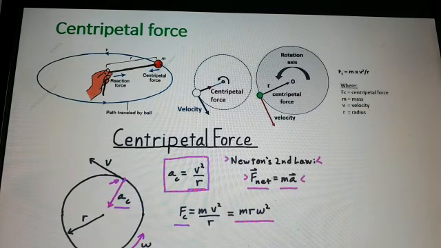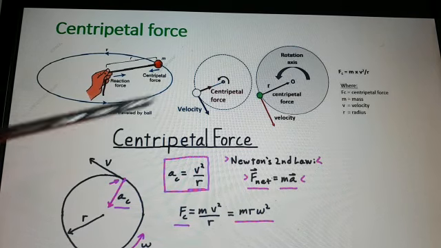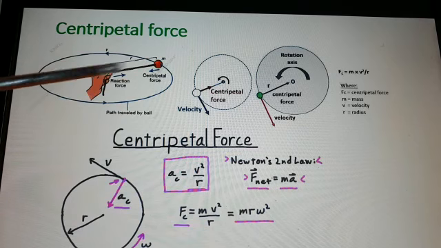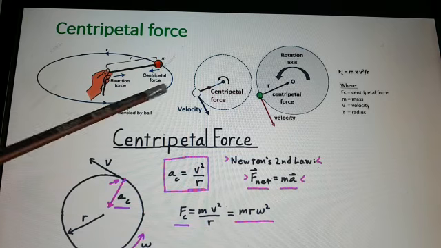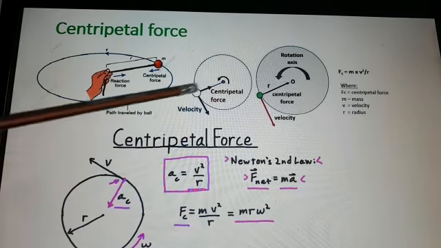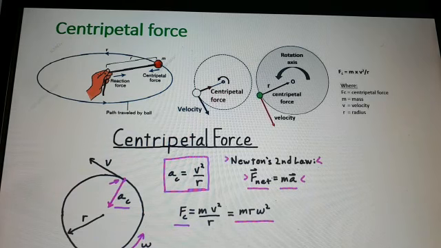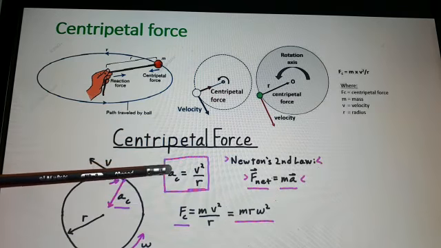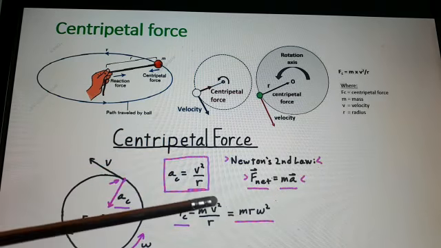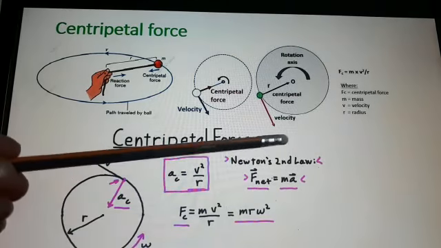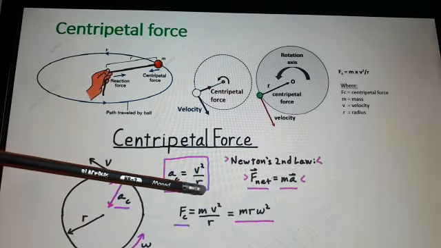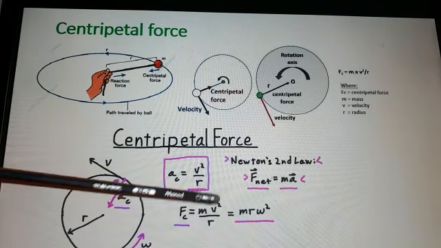Now centripetal force. Here is the path traveled by a ball. This is the circular motion, centripetal force. This is the reaction force. The tension of the string gives the force. Here is the velocity, and the centripetal force acts towards the center at right angles. Centripetal acceleration a is equal to v squared by r. And Newton's second law says F is equal to ma. Instead of a we substitute v squared by r. So force is equal to m v squared by r.